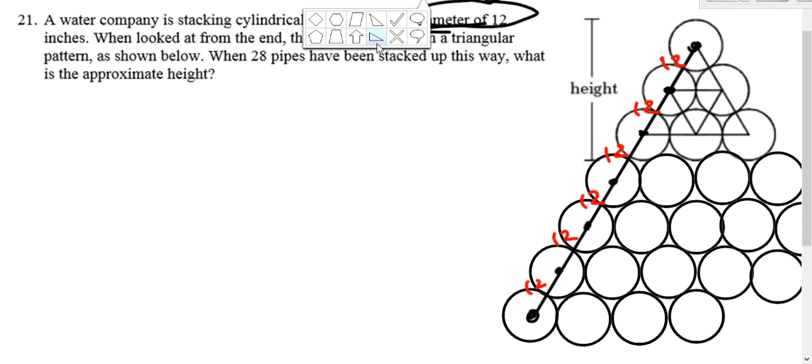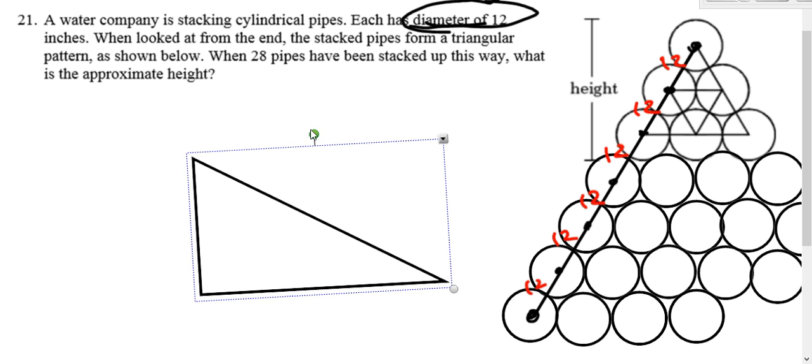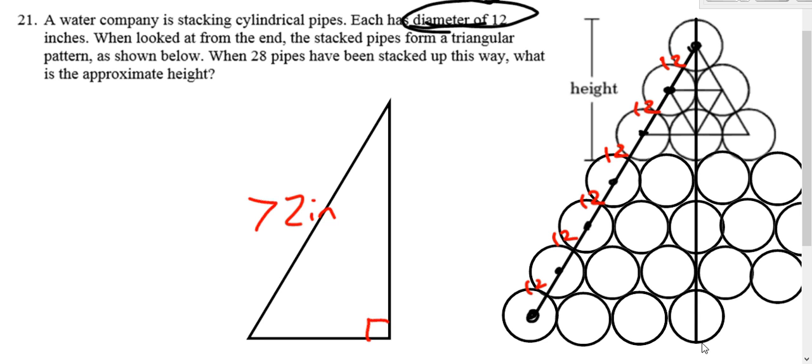So we end up getting a triangle. Looks a little bit like this. 1, 2, 3, 4, 5. 6 times 12 is 72. So this side's got a length of 72 inches. That's our hypotenuse there. We're trying to find the total height. The total height is going to go from the top of that circle all the way down to the bottom of this circle, which is not part of our triangle. So we're going to have to keep that in mind when we're done with this.